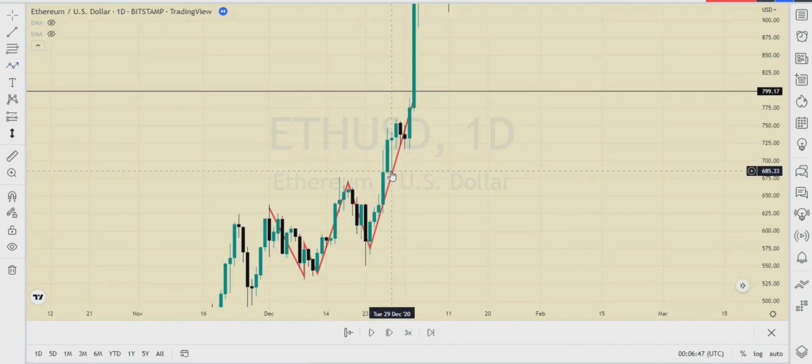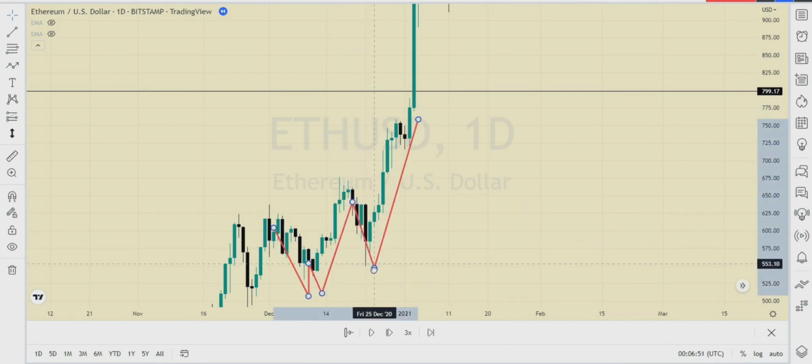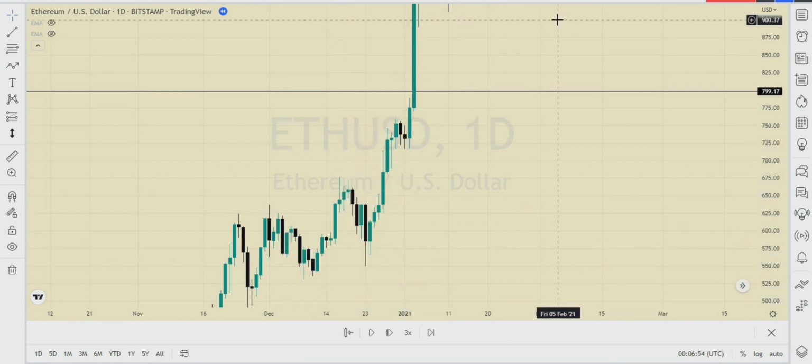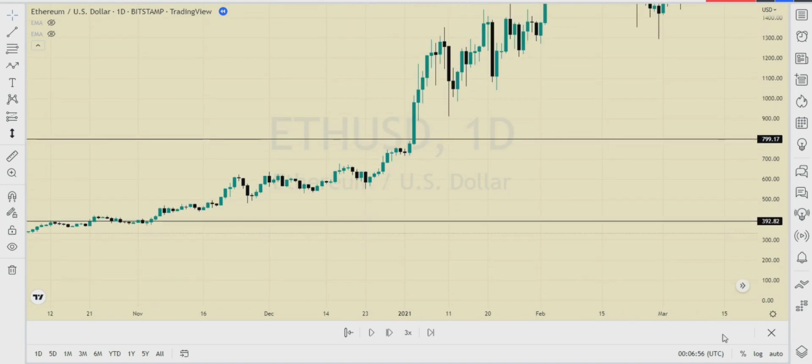Let's look for another one. If it was in a bearish market, you see that it would have broken this. It wouldn't have pushed to the upside, it would have broken it. We'll look at the bearish condition too.